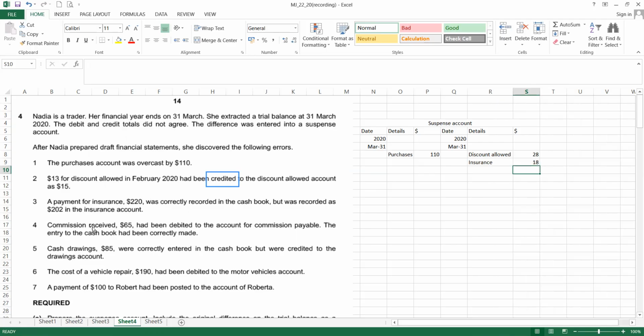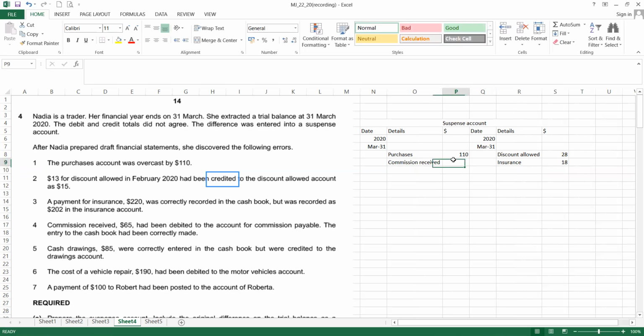Next, commission received 65 has been debited to the account for commission payable. The entry in the cash book has been correctly made. Commission received should be on the credit side, but we omitted it. So we have to credit commission received and debit suspense. So here will be commission received. We want to put back the correct amount, 65. Whereas it was debited to the commission payable account, so this is the wrong account. We have to credit commission payable.